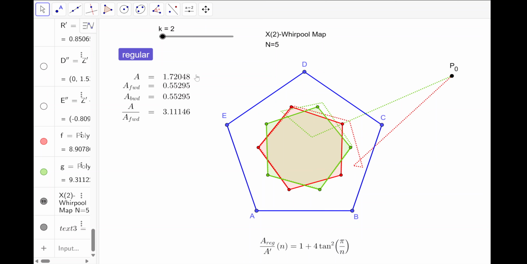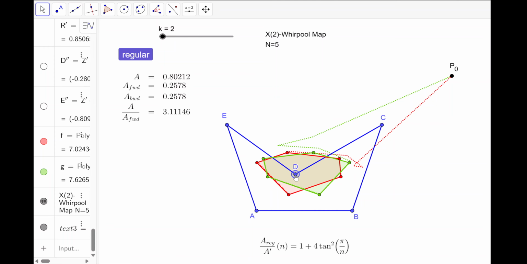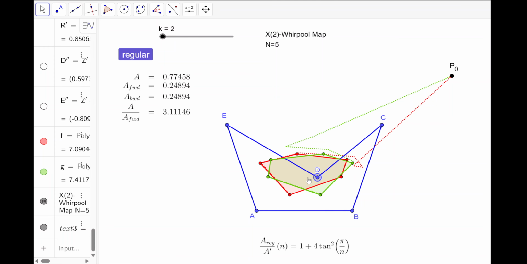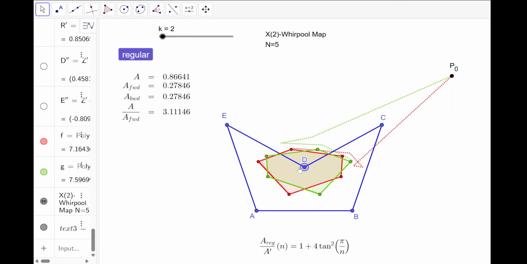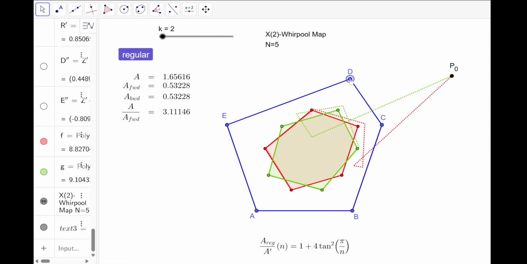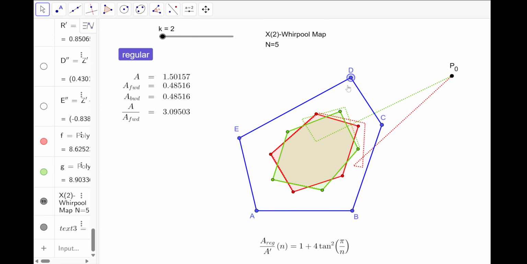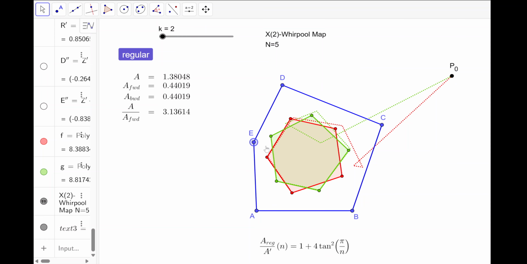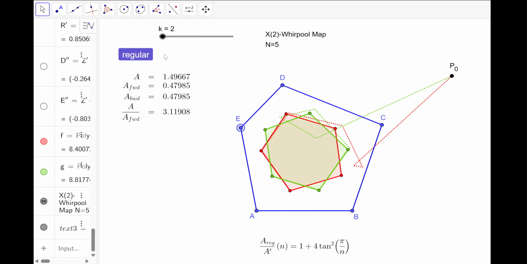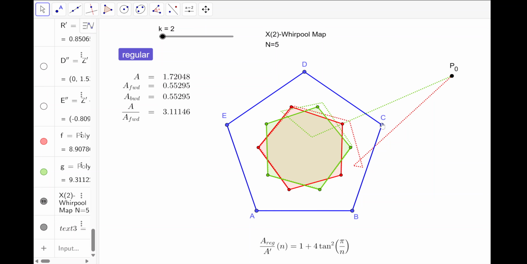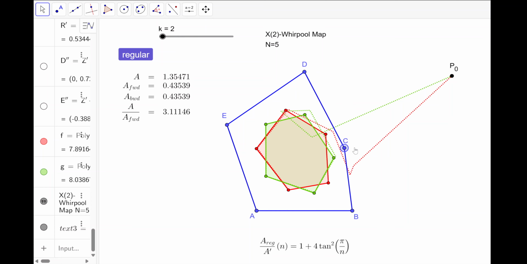Let's go back to the regular configuration. Let's move now, for example, vertex D. You can see here that the area ratio does not change if I'm only perturbing one of the vertices away from its regular location. Now, if I perturb a second vertex, then the area ratio changes. So the requirement for the previous observation to be the case is that I only perturb one vertex, for example, C, away from the regular configuration.